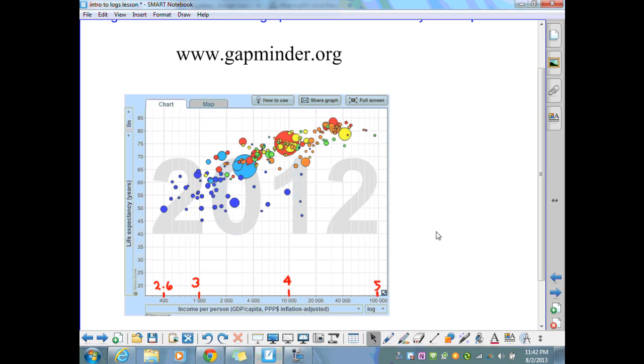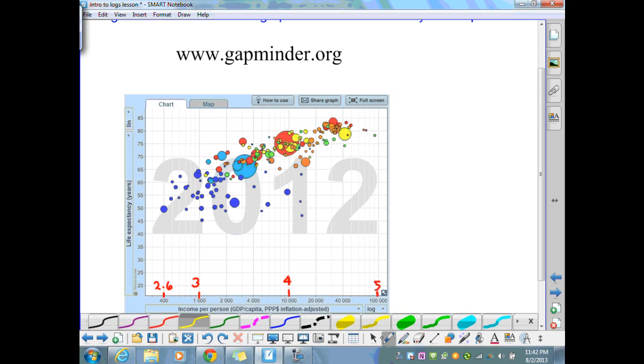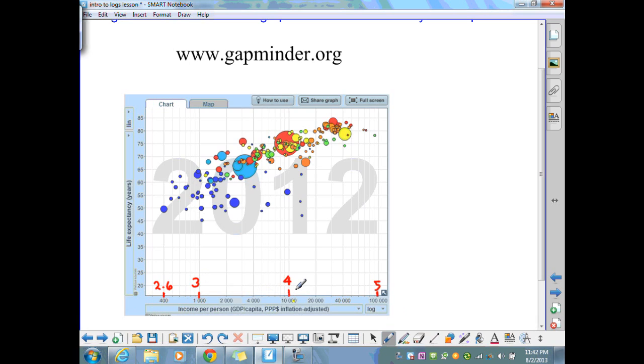I want to show you because here's what I did with the scale. At the bottom, I found what is log of 400. The answer is 2.6. I found log of 1,000. Of course, we all know that right now. Log of 1,000 is 3, right? Then log of 10,000, again, because that's 10 to the 4, that's 4. Log of 100,000 is 5.